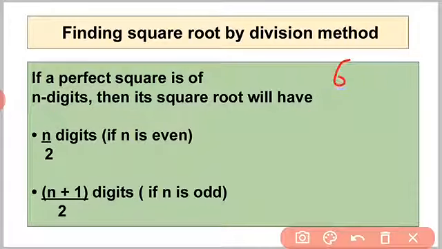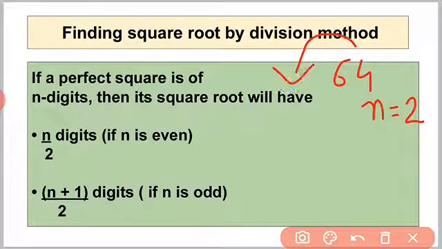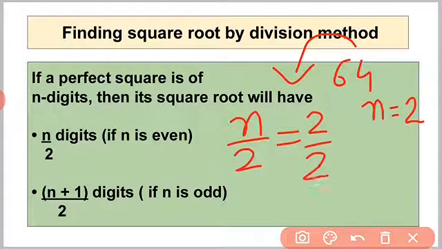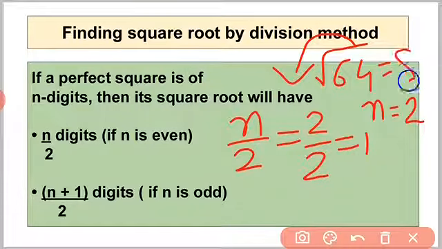In 64 we have 2 digits which is even, means n is equal to 2. Number of digits is equal to 2. So its square root will have how many digits? It will have n by 2, is equal to 2 by 2, is equal to 1. And we know square root of 64 is 8. So 8 has only 1 digit.